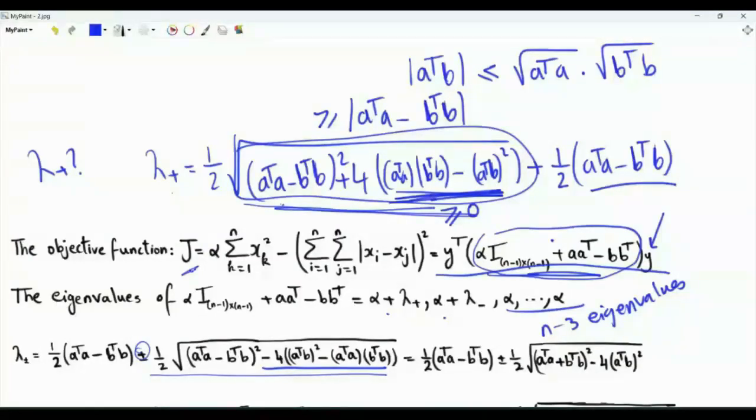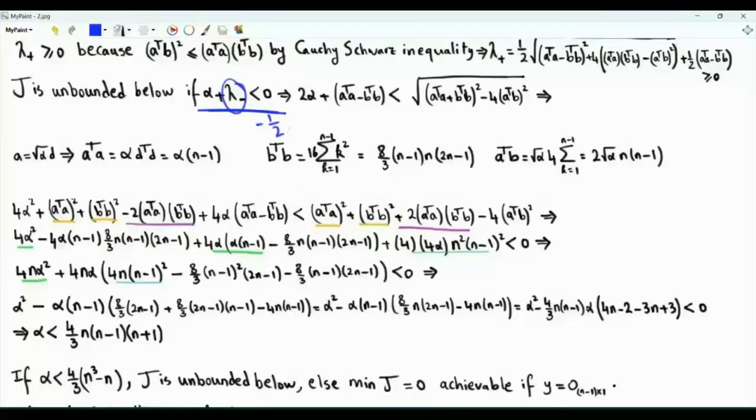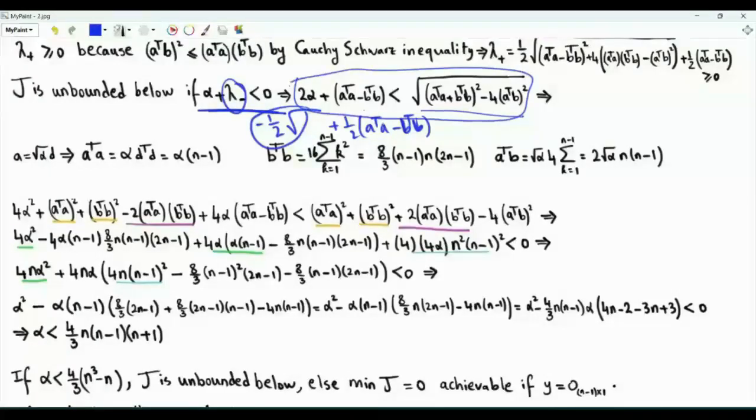Now we can characterize the solution to our optimization problem in a more precise way. We need to focus on this eigenvalue. Our objective function is unbounded below if this eigenvalue is negative. Lambda minus is equal to minus 1/2 times this square root plus 1/2 A transpose A minus B transpose B. We can move this term to the other side and multiply both sides of the inequality by 2 to get this inequality here. Can we square both sides of this inequality in order to simplify it?